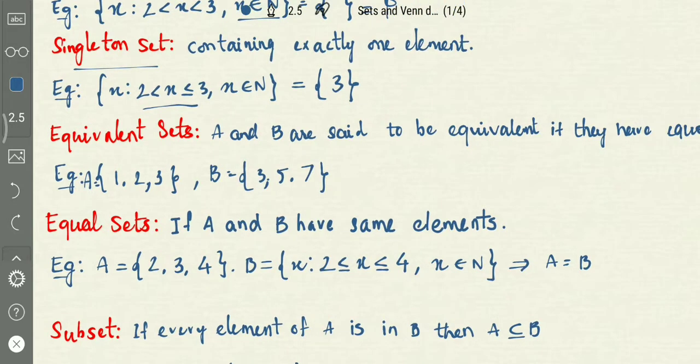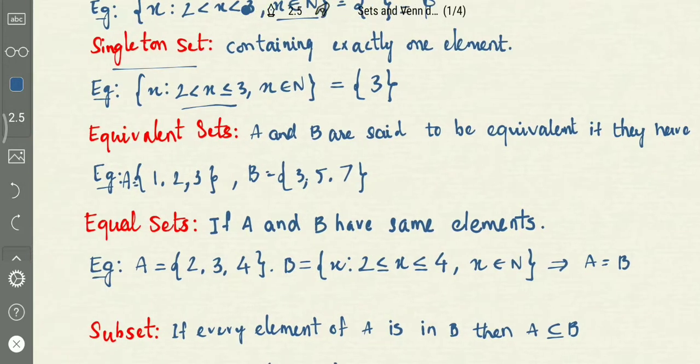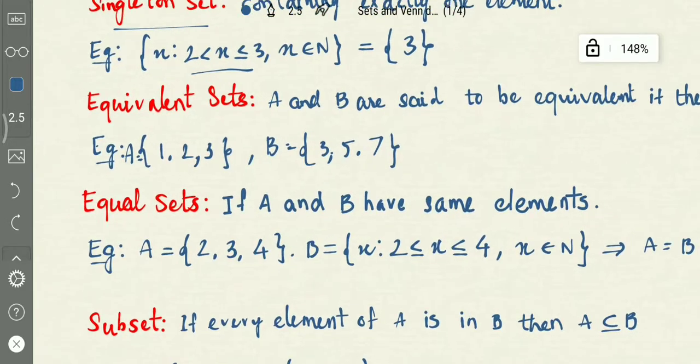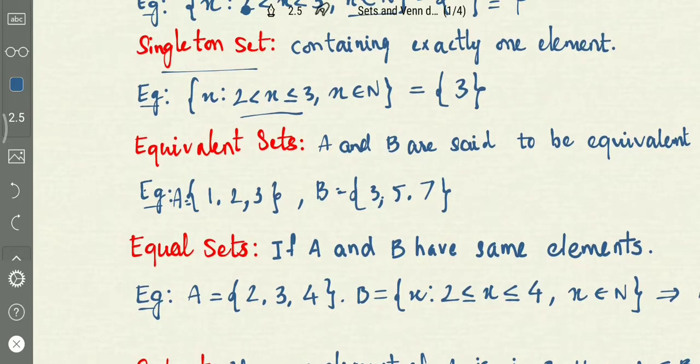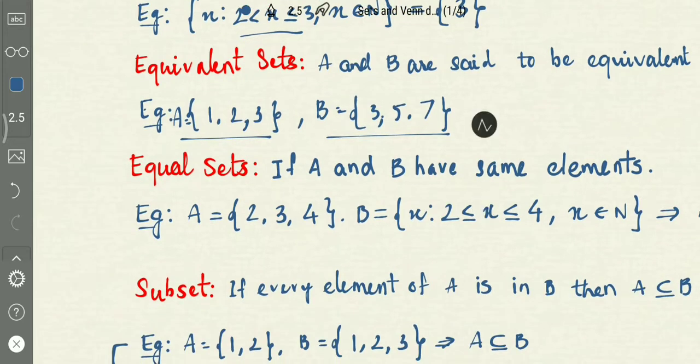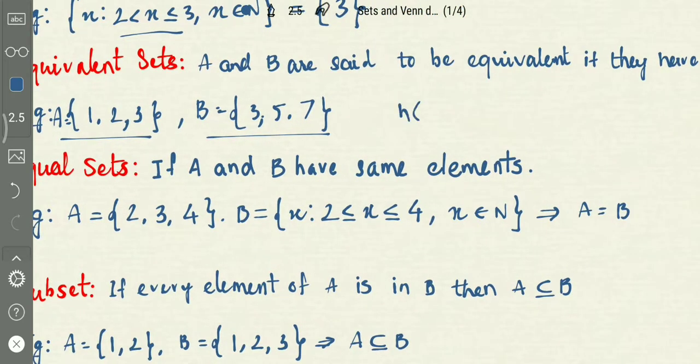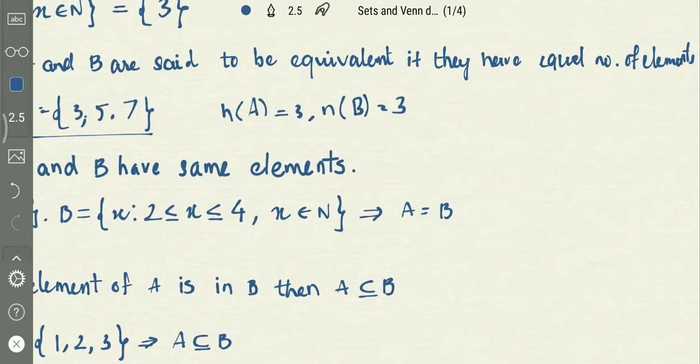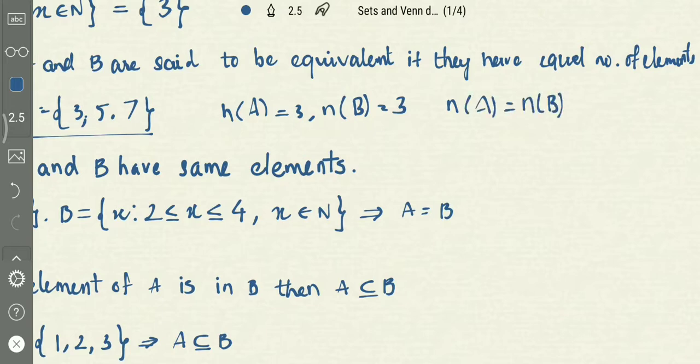So then the next one is equivalent set. A and B are said to be equivalent if they have an equal number of elements. Two sets are said to be equivalent if the number of elements is the same in both sets. Let us say A is a set containing elements 1, 2, 3 and B is a set containing 3, 5, 7. If you see here, the number of elements in A, represented by n of A, is equal to 3, and the number of elements in B is also equal to 3. So here n of A is equal to n of B. If the number of elements in A is equal to the number of elements in B, then A and B are called equivalent sets.